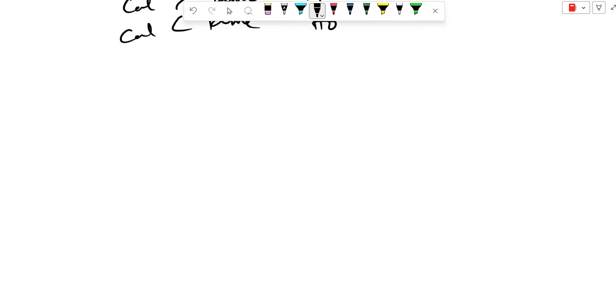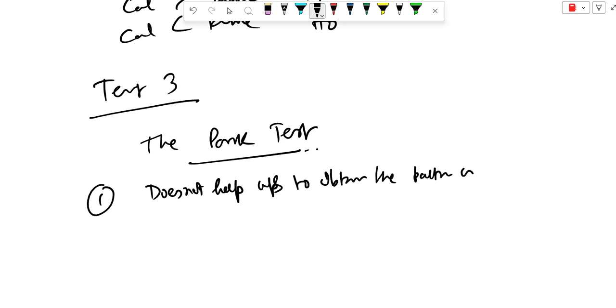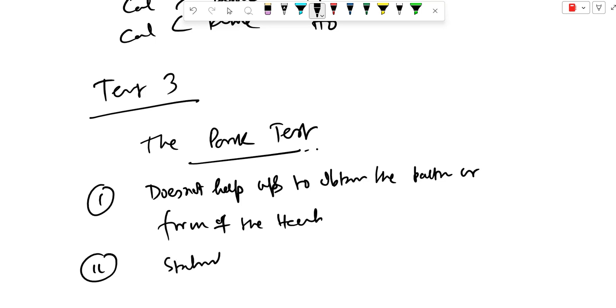Now we move forward to test number 3, the Park test. What is the Park test? There are at least two limitations of the GQ test discussed above. Number one is that it does not help us to obtain the pattern or form of the heteroscedasticity. So this is the biggest problem. Secondly, it does not test the presence of heteroscedasticity statistically directly. It can't measure heteroscedasticity statistically.